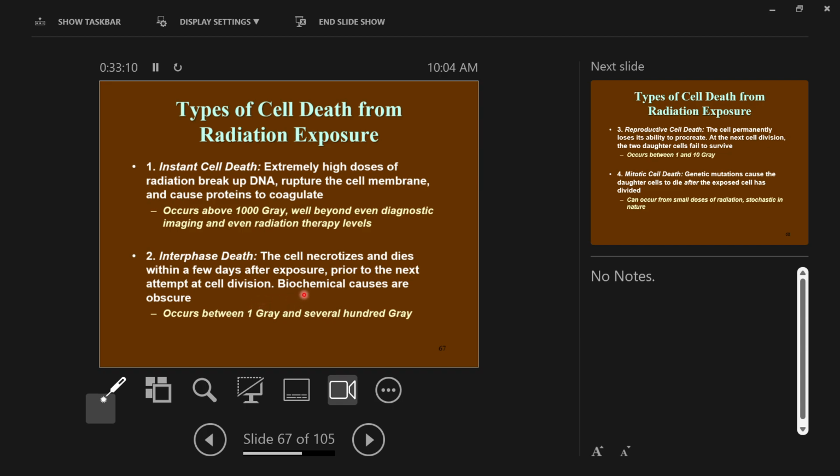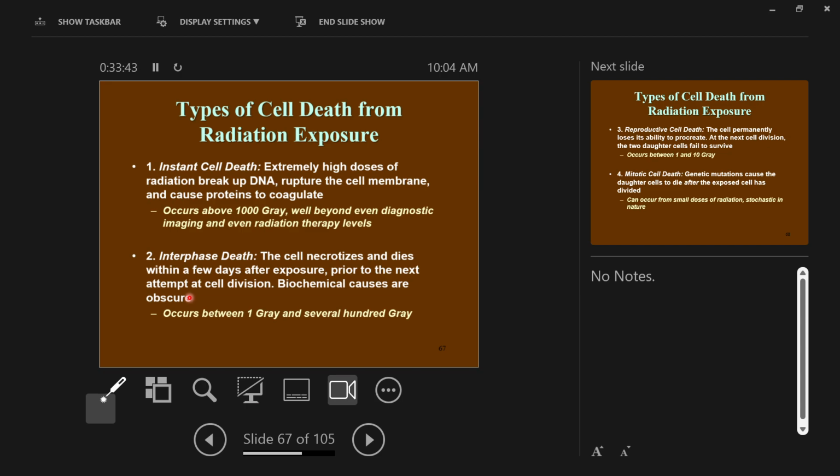And they are very correct to say the biochemical causes are obscure. Why? Because you can't see chromosomes during interphase. So if a cell dies during interphase and then they take that cell and put it under a microscope, they can't see the chromosomes to determine exactly what happened. We just can't see them. The molecules are too small for even our best microscopes, which means that we don't know exactly what's happening. We just know that death happens during interphase from exposure.